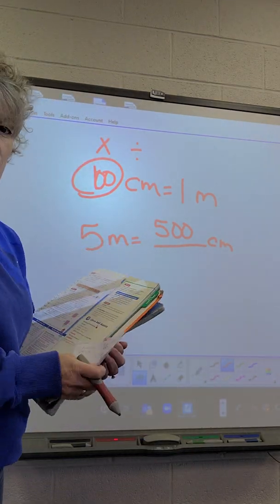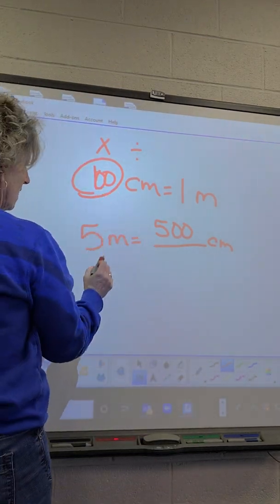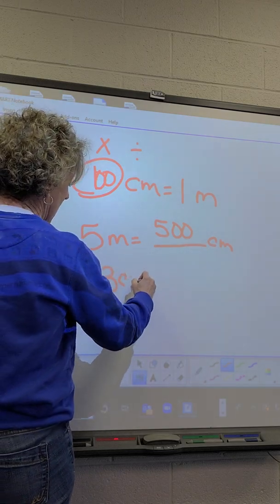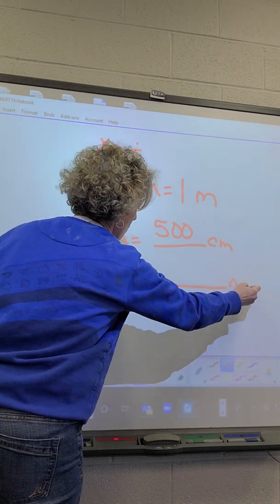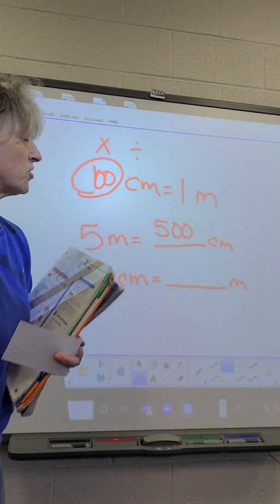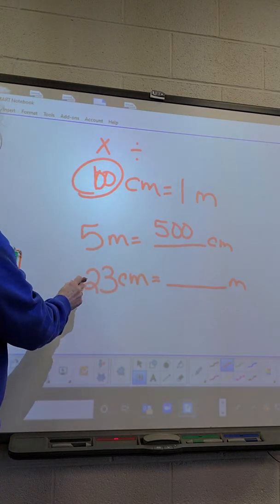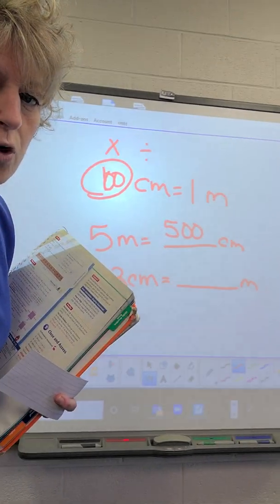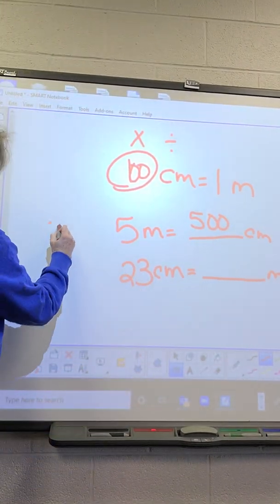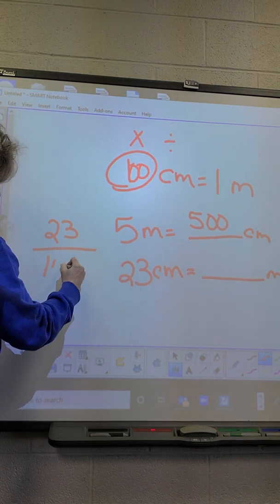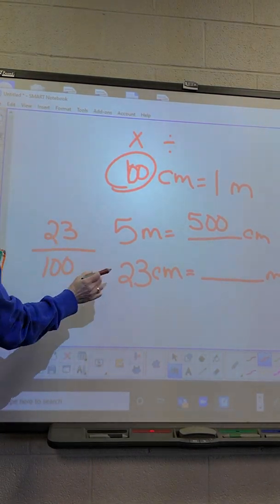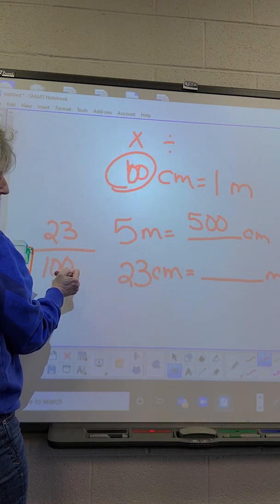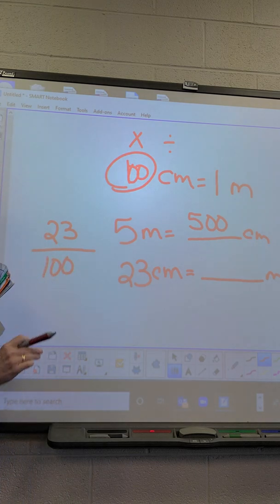Now, what happens if you have to go from centimeters to meters? If you know how many centimeters there are, let's say there's 23 centimeters, and you want to know how many meters that is. Well, you have to divide by 100. You can divide by 100, or you can say you know there's 23 centimeters out of 100, because there's 100 centimeters per meter. So you're dividing, or you're writing it as a fraction.